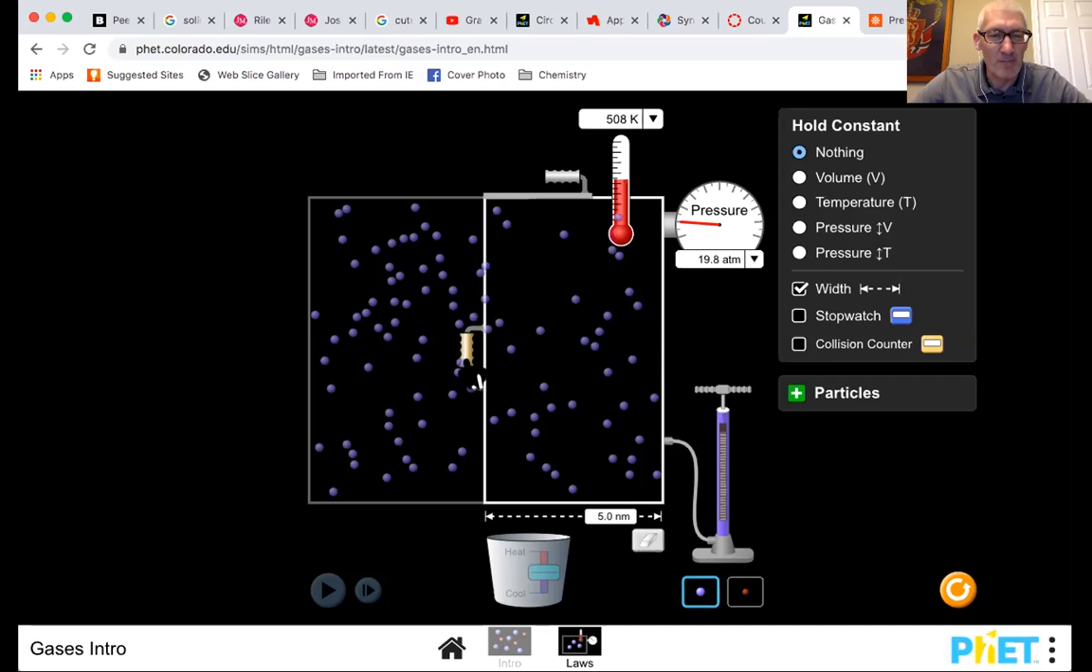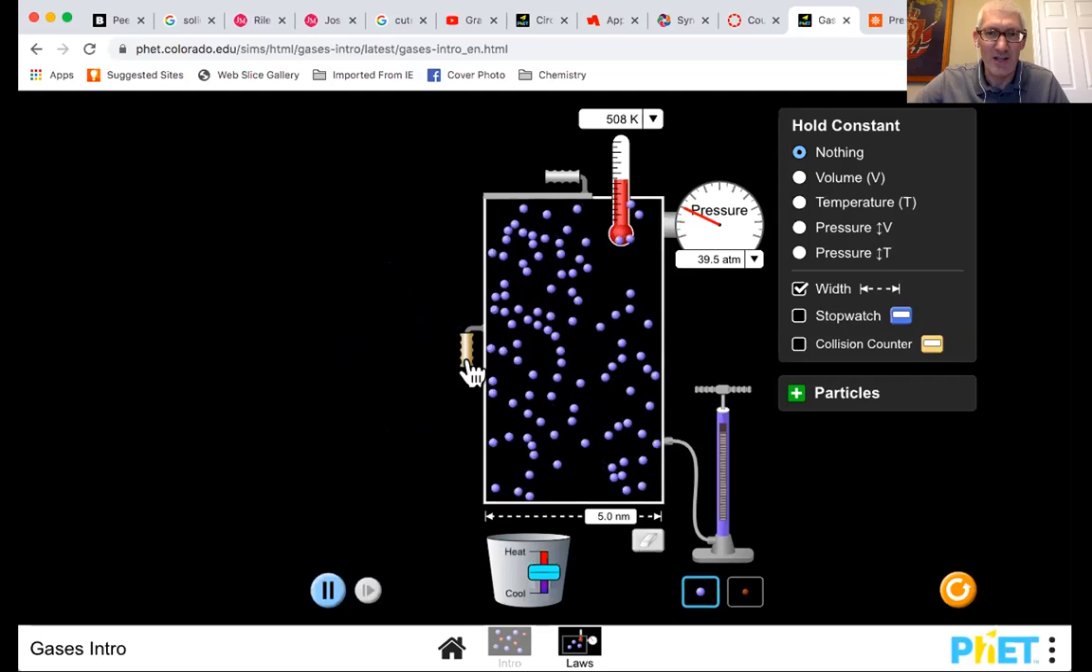Bigger or smaller? Smaller, or I don't know. That's okay. It's okay not to know. So we've made the volume smaller. Are the particles going to be more crowded or less crowded in there, Maya? More crowded.